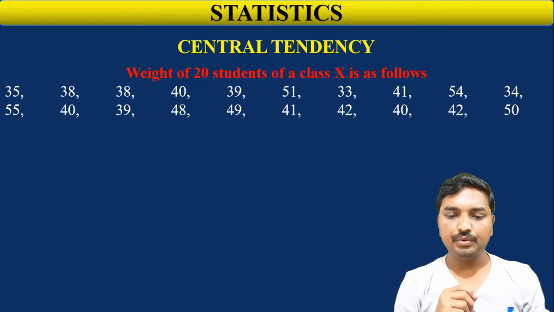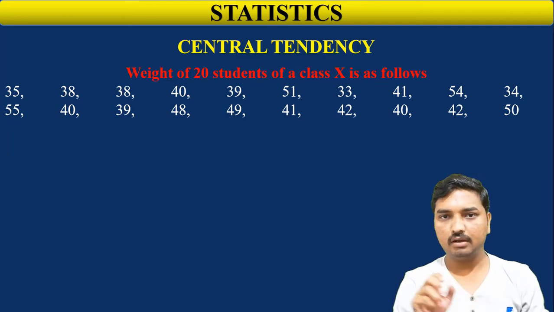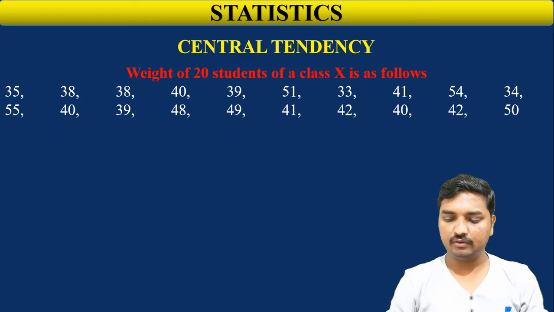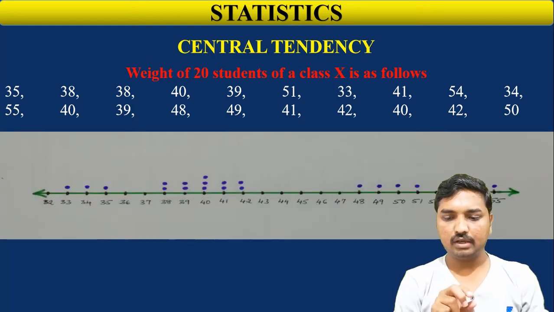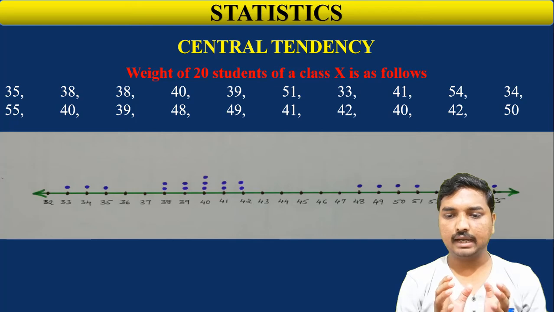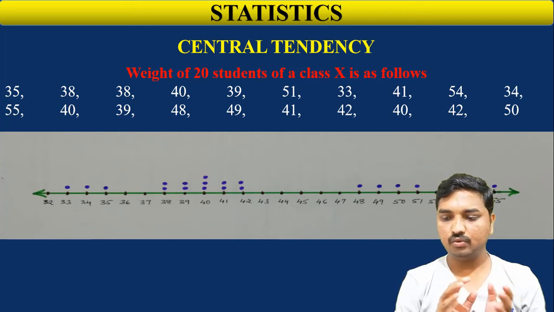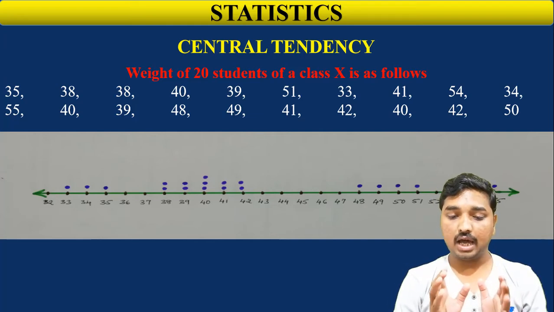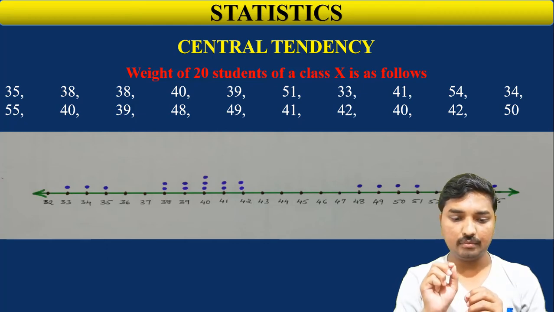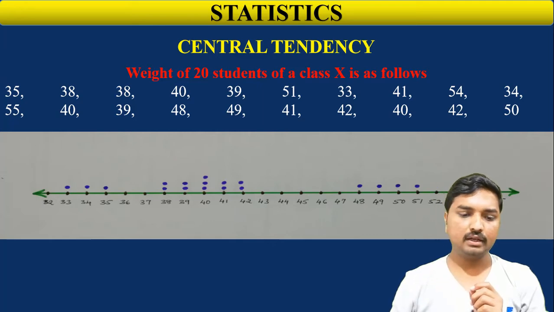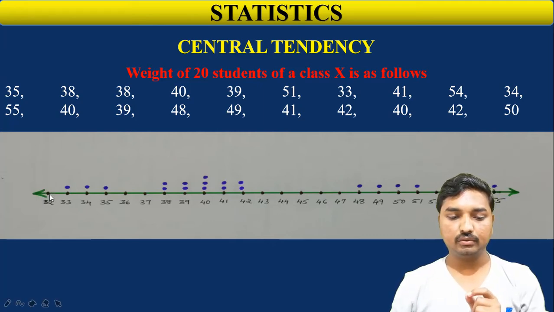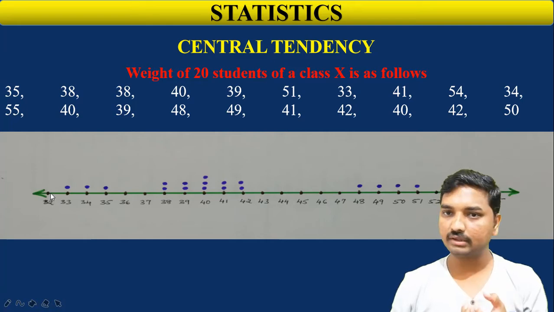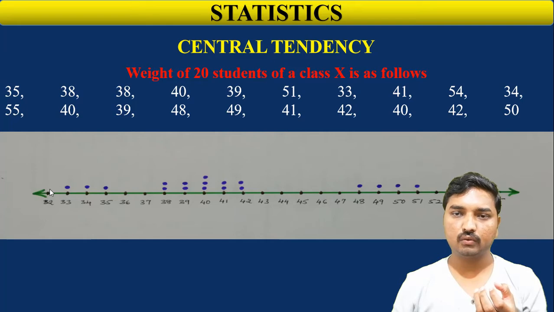Now I'm going to represent this data on a number line. Now I will show a figure for you. Look at the figure. I have written from 32 to 55 because the collected data ranges from 32 to 55. So that's why I have considered it like this, and I have represented the data in blue dots. Now look at here. On 32 no dot is present, meaning there is no student whose weight is equal to 32 kg. That's why I have not written any dot on 32.